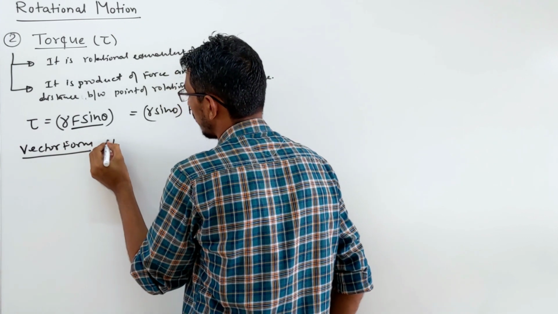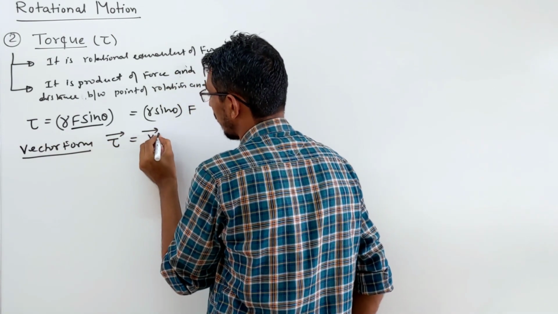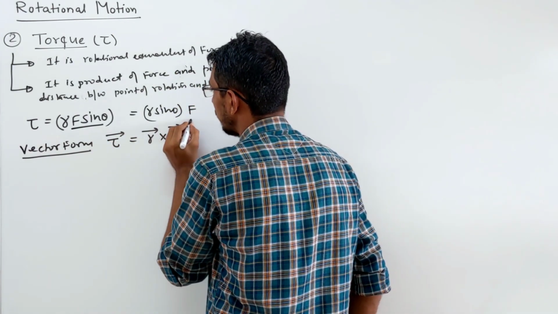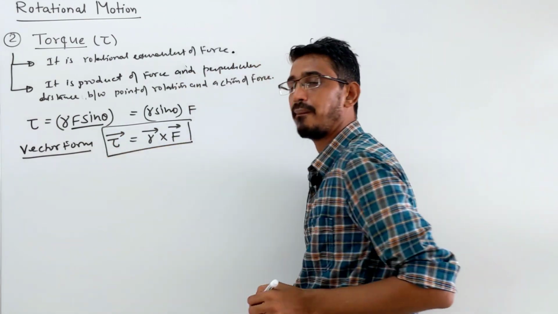In vector form, your torque will always be r cross F. What do students do? They write F cross r.